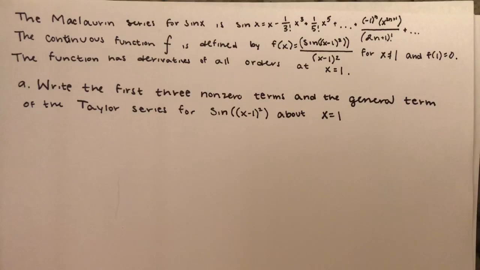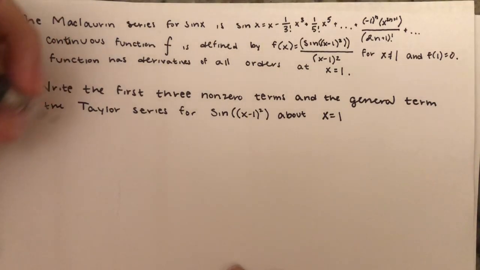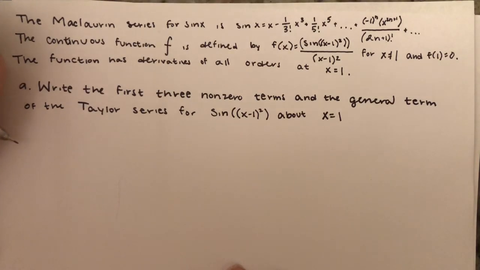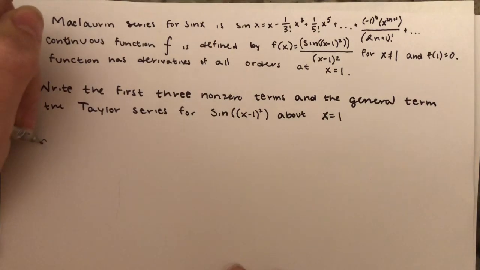So part A asks to write the first three non-zero terms and the general term of the Taylor series for sine of x minus 1 squared about x equals 1. So right now I'm just going to write down the Maclaurin series for sine of x.